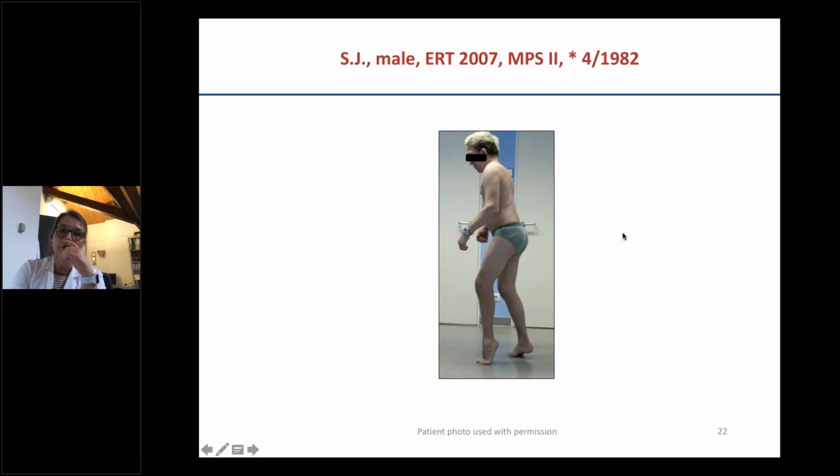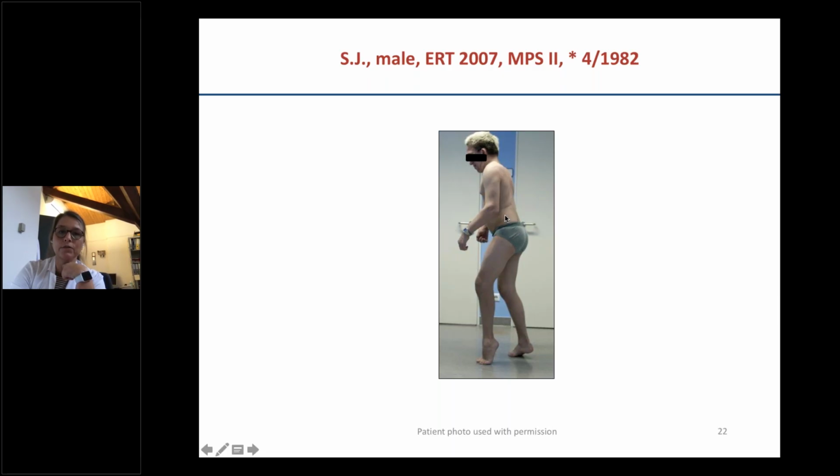And I'd like to show you a case from Mainz as well. It's funny, but these are the ones best documented with pictures that I have. This is a male patient with MPS 2. He started ERT in 2007, and you see the typical body features of MPS 2: a severe contracture of the elbow, contracture of the hands, a flat spine with a hyperlordosis over here.